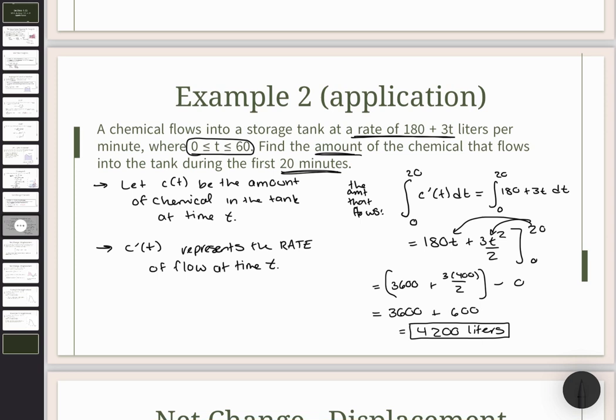So they gave us a rate. We integrated that rate to figure out the amount of chemical that actually flowed. So an application problem, will you guys be calculating chemical spills? I don't know. Honestly, maybe some of you might be someday. So this is an application of integration. They're giving you a rate and you are finding an amount.